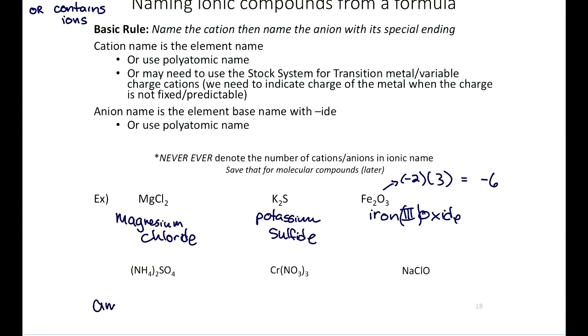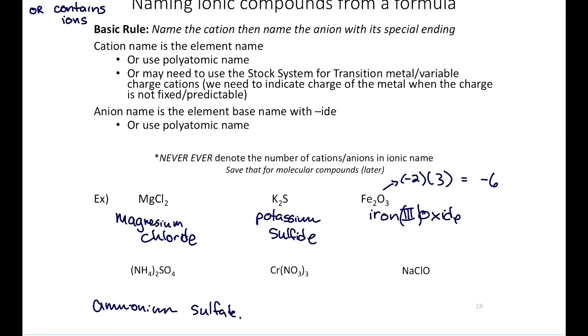Ammonium. And then what's the second thing? Sulfate. Here's an example. Is there any metals in that? In ammonium sulfate, are there any metals? Nope, no metals.